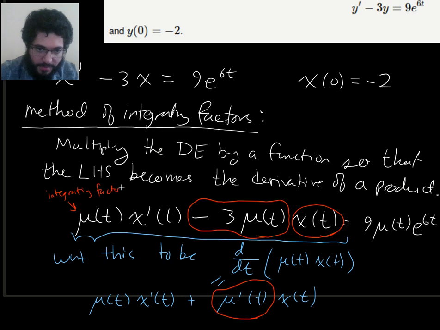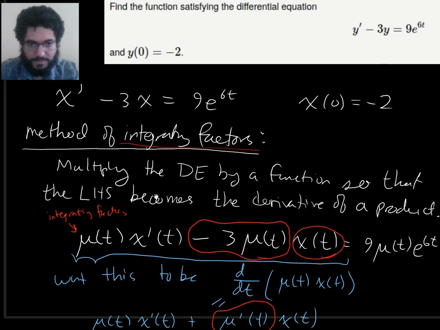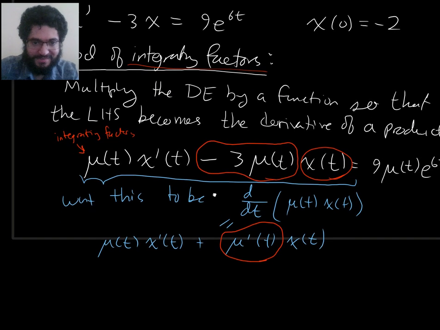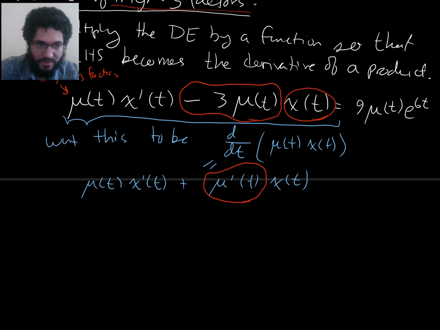Hence the name of the method of integrating factors. The method is: find an integrating factor, which is the procedure we're carrying out now, and then multiply your differential equation by that integrating factor, and then integrate. Okay, so let's continue to find mu.